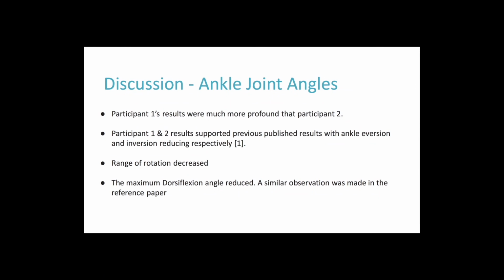Discussion: ankle joint angles. Just to clarify, participant 1 was prescribed medial wedged orthotics, while participant 2 was prescribed lateral wedge orthotics. From the results above, the most apparent thing is the fact that participant 1's results were much more profound than participant 2's. In saying that though, participant 1 and 2's results supported previously published results, with ankle eversion and inversion reducing respectively. This is expected because this is what the orthotics are designed to do.